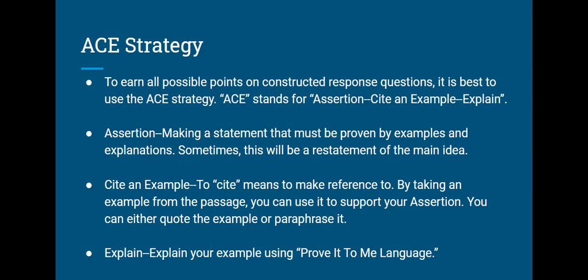All right. So your assertion is going to be your first sentence, and then the rest of your response is going to be your example, an explanation, an example, an explanation, your final example, your final explanation. All right. So there should be 1 assertion in your response, and then 3 examples with 3 explanations.